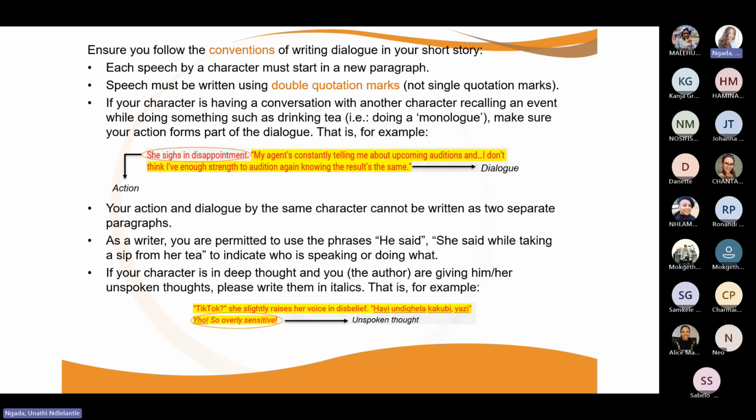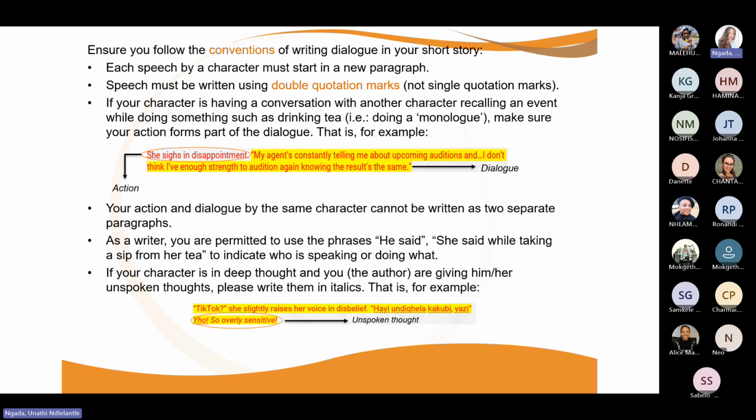So the action and the dialogue by the same character cannot be written in two separate paragraphs. Notice how I'm just going to circle this. Notice how the action and the dialogue of one character, the very same character, is in one paragraph, not two separate paragraphs. All right.